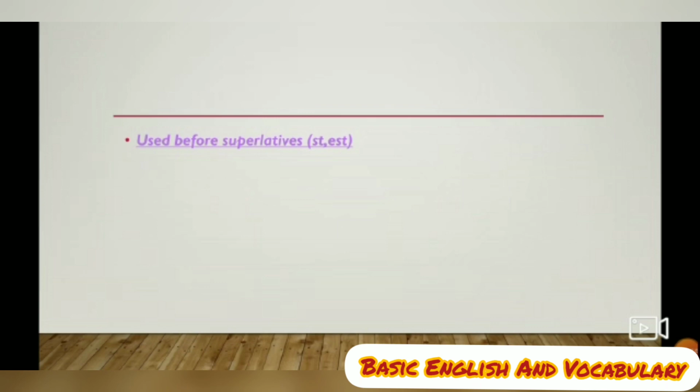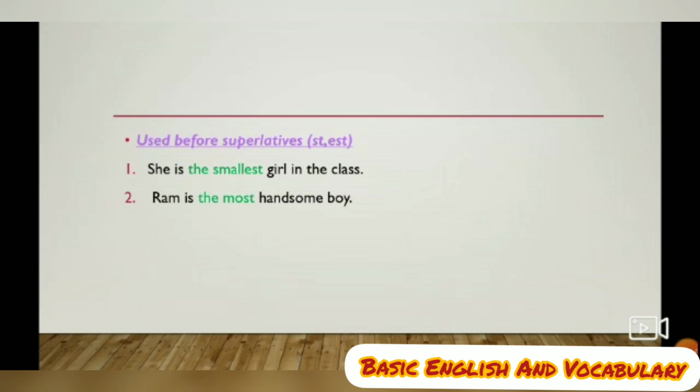Use before superlatives. Superlatives mean tallest, biggest, smallest, most intelligent. So the example is she is the smallest girl in the class. Here you can see smallest is a superlative. That's why we use the here. And second is Ram is the most handsome boy. So most is a superlative here. That's why we use the.